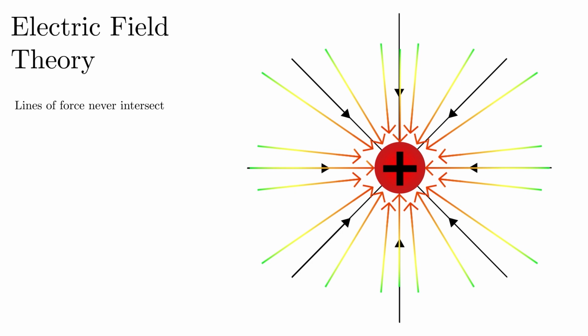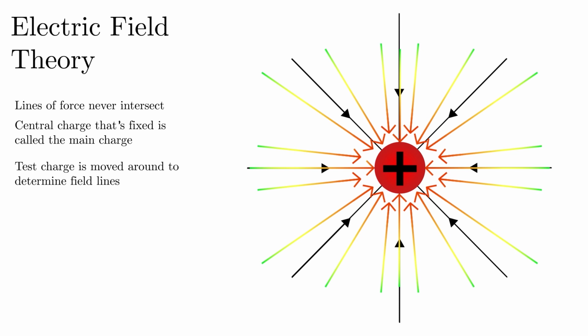Oh, and from this point onwards, we're going to introduce a bit of terminology. The central charge that we're going to fix is going to be called the main charge, which is Q1 in this case. And the charge we move around to see how the net force vector reacts is going to be the test charge, which we are using as Q2. Another important note: the charge of Q2 should be quite small, so it doesn't interfere with Q1 and pull it around as well.